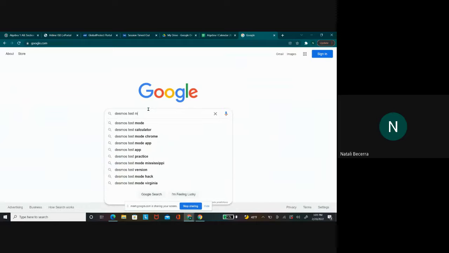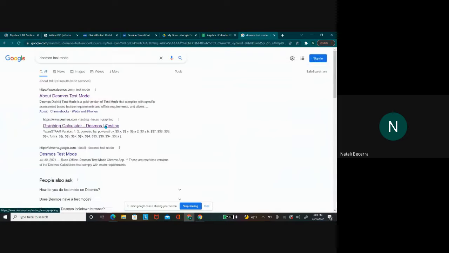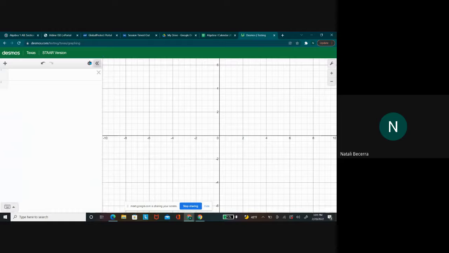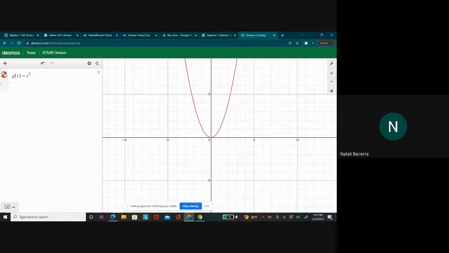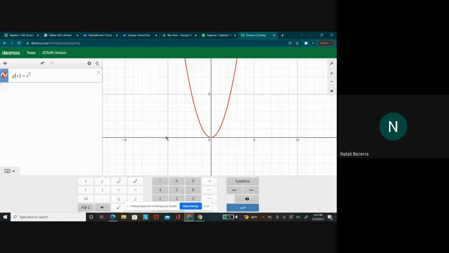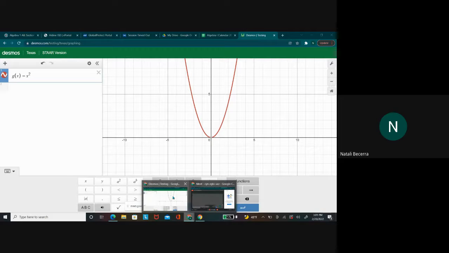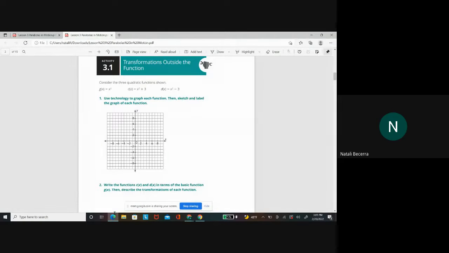Desmos test mode. And it's usually the second one. Okay, so I'm going to do g of x equals x squared. So this is what it looks like. It's always going to start at the origin. So in your books, I want you guys to go ahead and graph that. Okay, so right here, I'm going to graph it right here. So I think I can draw here. Yeah, I can. So it's going to look something like this.